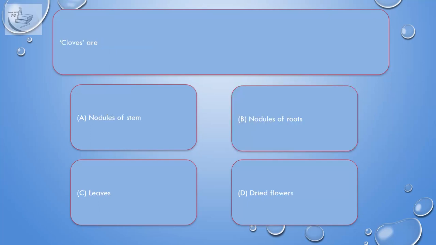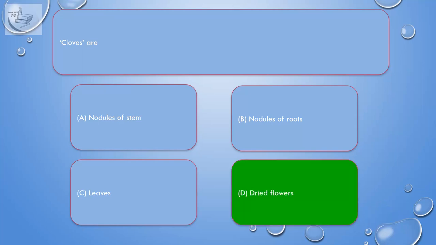Question: cloves are A. Nodules of stem. B. Nodules of roots. C. Leaves. D. Dried flowers. Correct answer is D. Dried flowers.